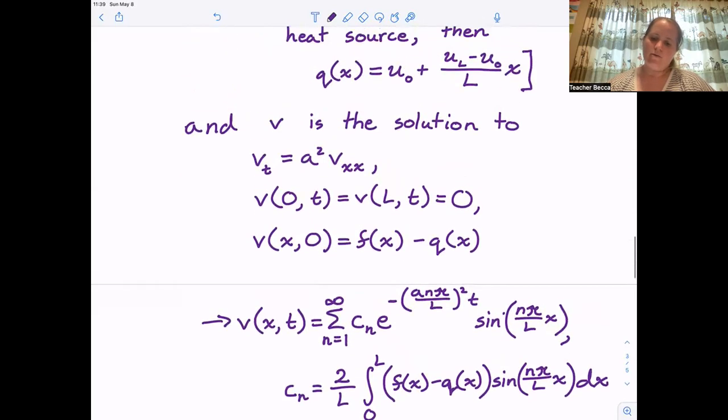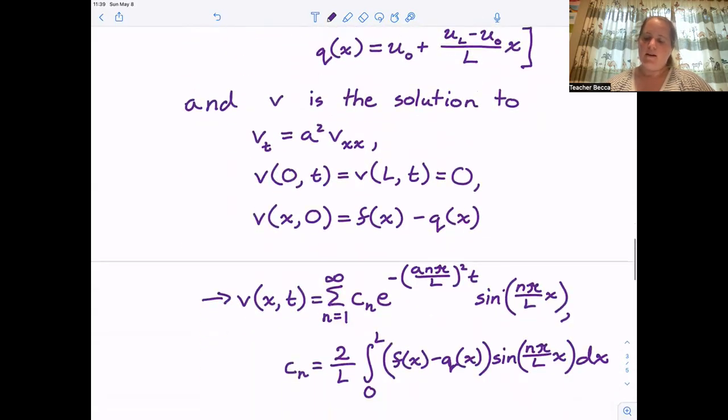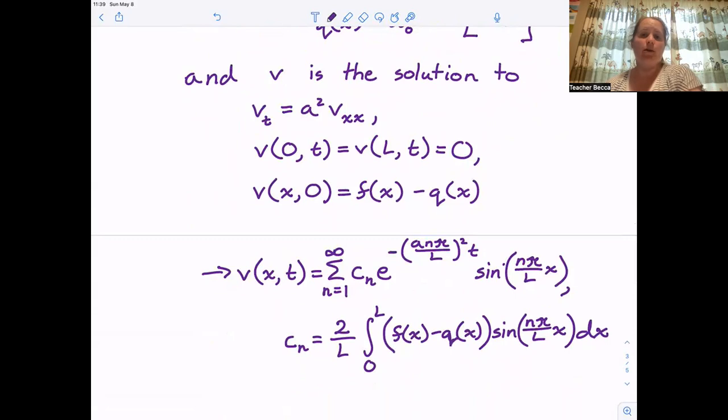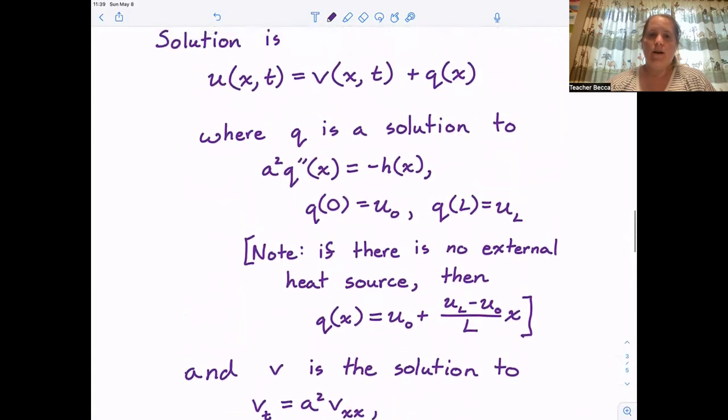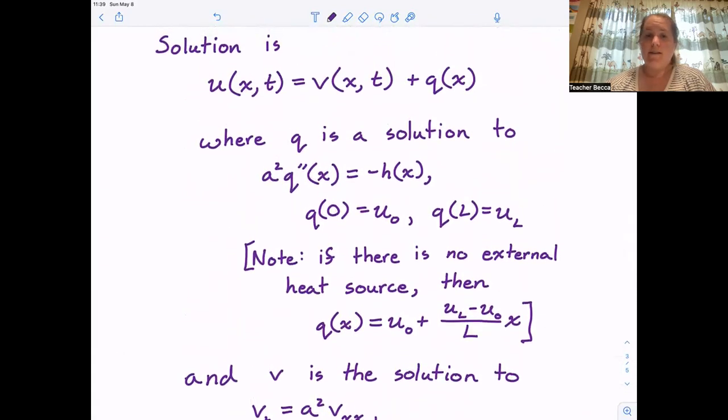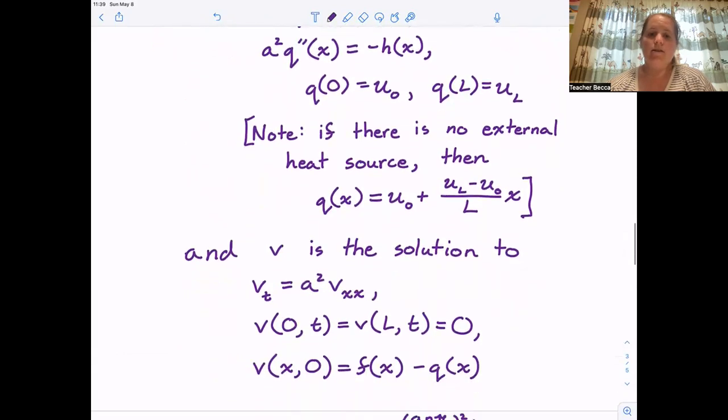So this is our final solution. Again, we do have the formula for our V of xt now, since that was just our homogeneous heat conduction case with 0 boundary conditions. So this is how we can go about solving the non-homogeneous case for heat conduction in a rod.